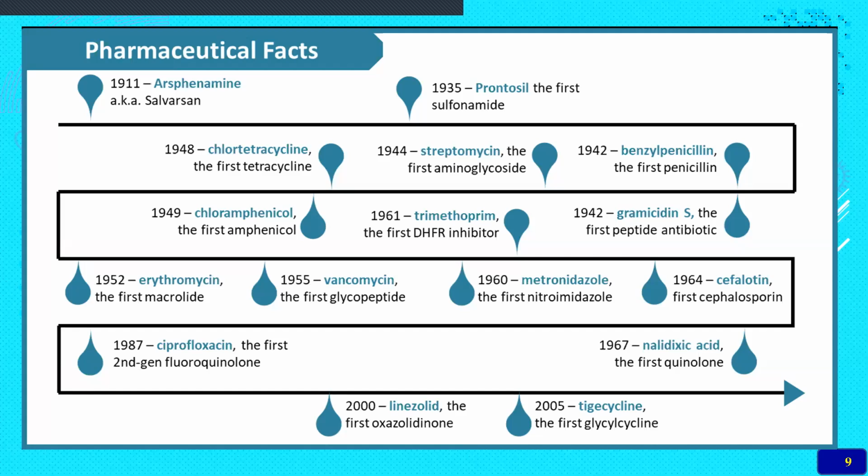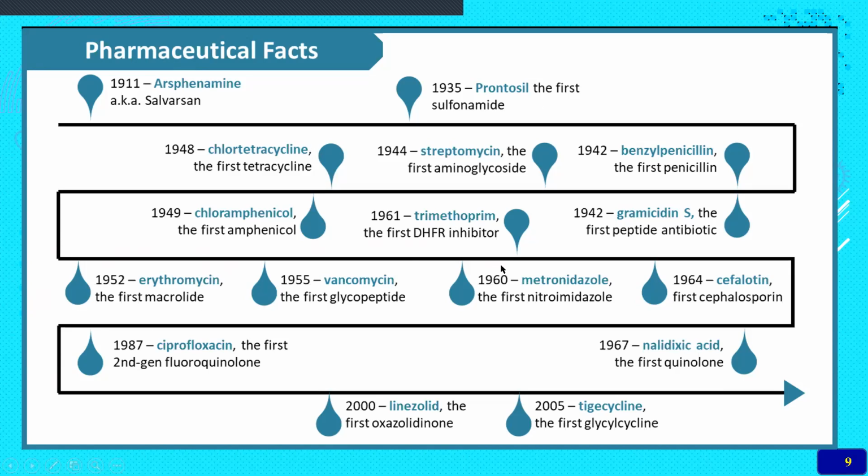in 1942, benzyl penicillin, the first penicillin derivative, was discovered by Alexander Fleming. Then in 1944, streptomycin, the first aminoglycoside, whereas in 1948, chlortetracycline was invented. Whereas in 1942 itself, gramicidin, yes, the first peptide antibiotic was found, and in 1961, trimethoprim. And once again, chloramphenicol was discovered in 1949.